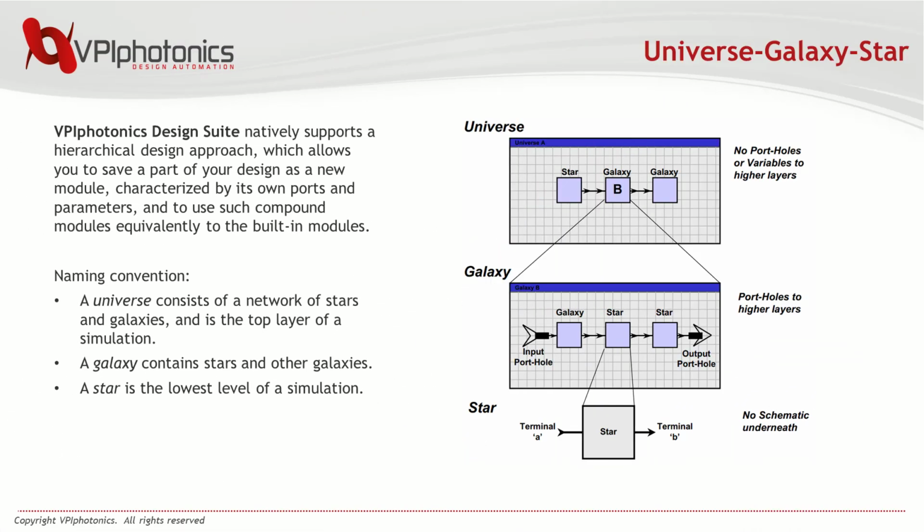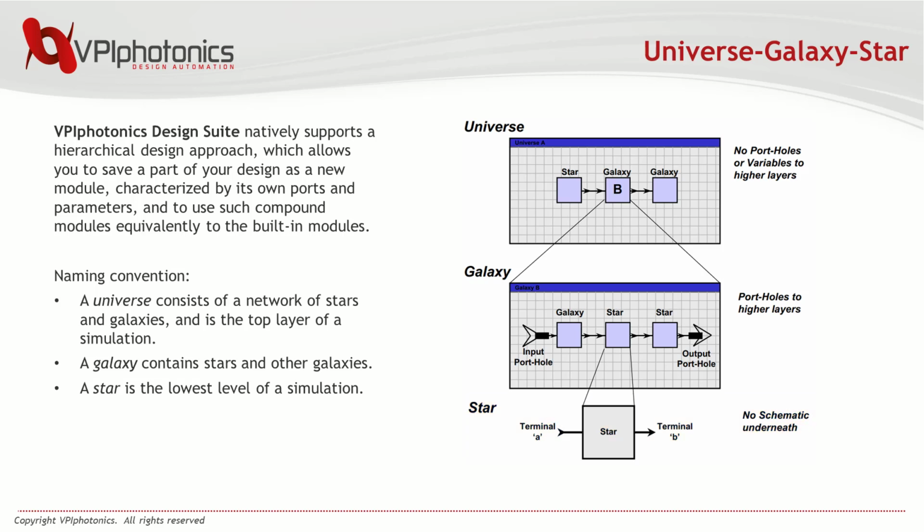What's in the name? Let's take a look at the naming convention of the hierarchical elements we are going to apply today. Like in the cosmos, we have stars, galaxies, and universe. The main schematic is called a universe. It consists of a network of stars and galaxies, and it is the top layer of any simulation. A galaxy represents the next level, contains stars, and it may contain other galaxies. Finally, a star is the lowest level simulation element.